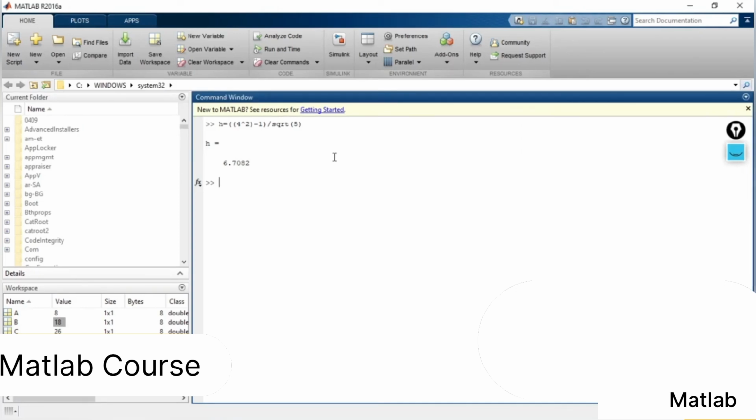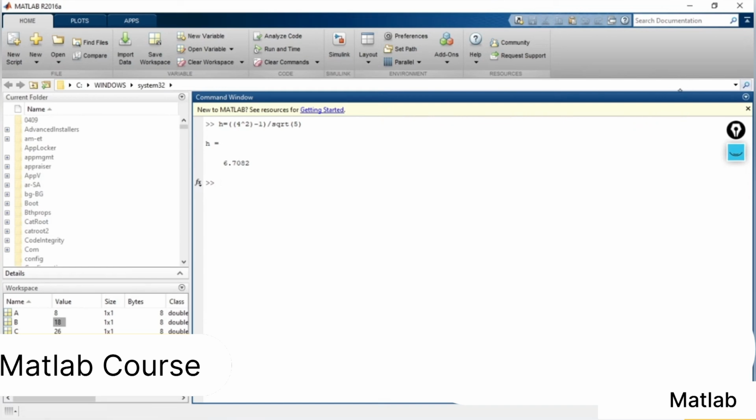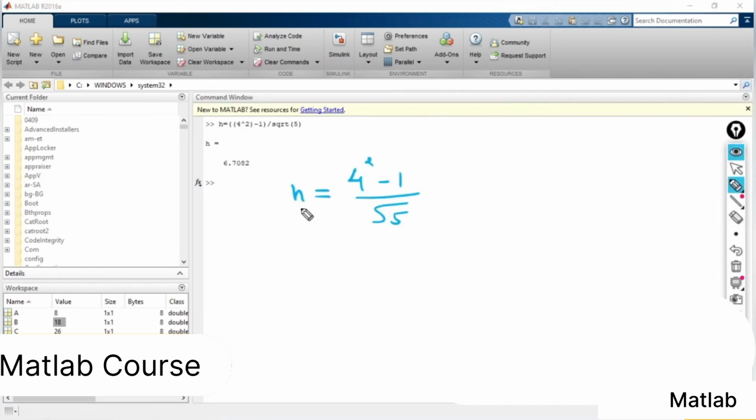So this is the manner in which you can write equations and formulas, how to implement these formulas in the form of an equation. For that you need to remember the law of BODMAS. So this is how you can implement these equations. So h is equal to 4 square minus 1 whole divided by under root 5. Now we are going to implement something else.